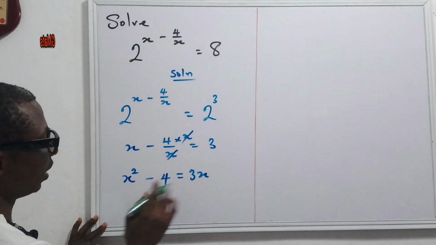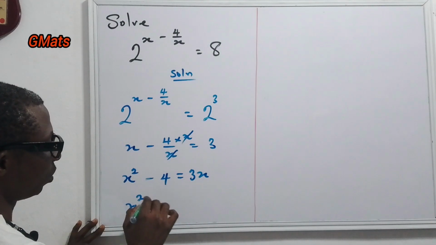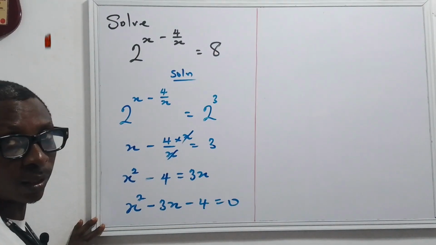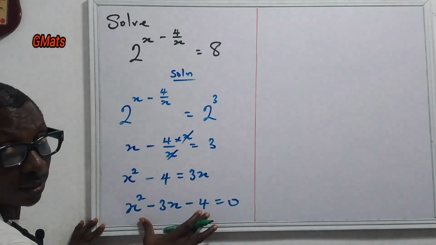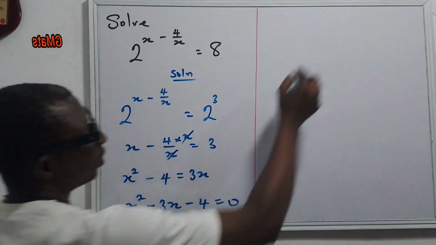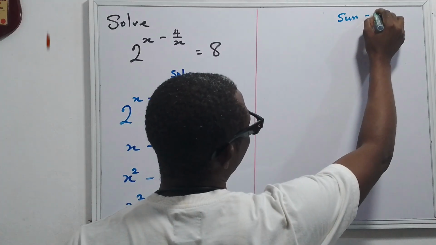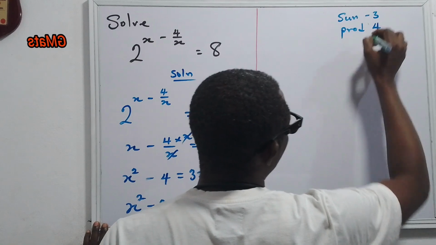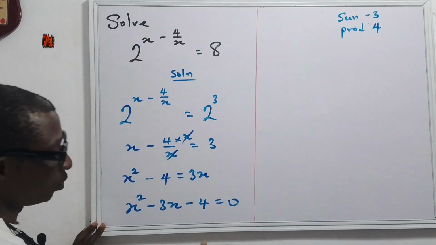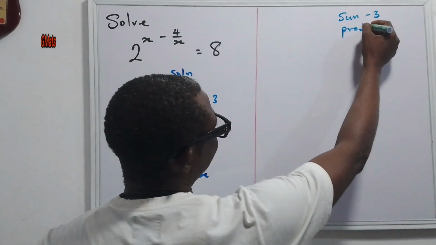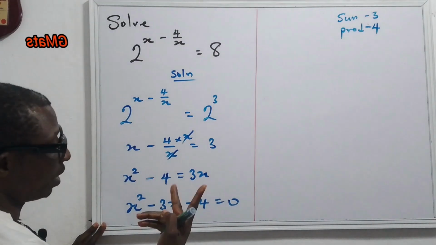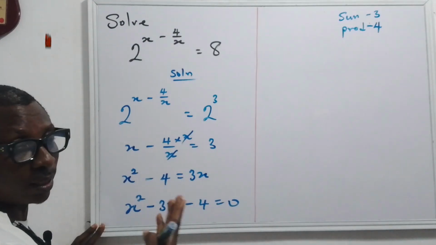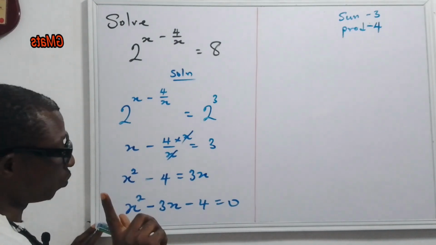Okay, now let's rearrange this. x squared minus 3x minus 4 equals 0. Now let's solve this quadratic equation. The sum is negative 3 and the product is negative 4. So we need two numbers such that when you multiply them together, you have negative 4, and when added together, you have negative 3. What are the two numbers? So we have negative 4 and plus 1.